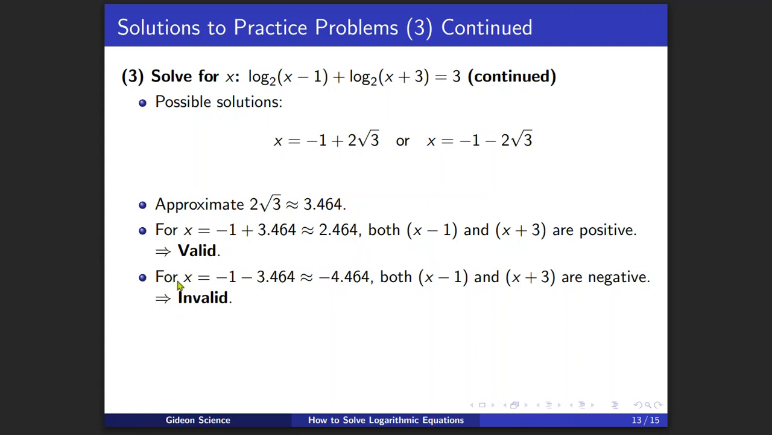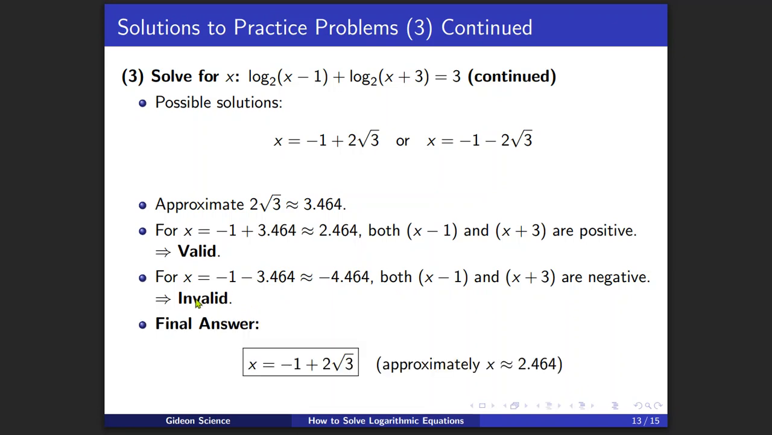So for this part now, as you can see, it leads us to negative. So hence invalid, because in logarithm we consider only the positive. So this is our final answer.